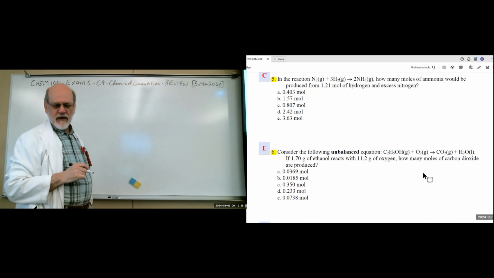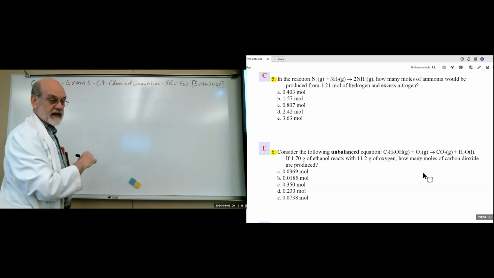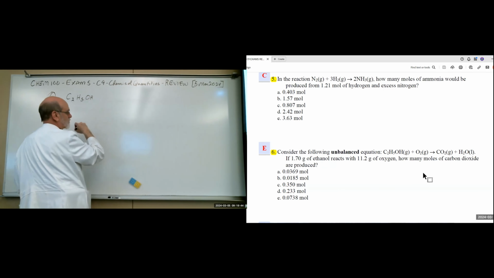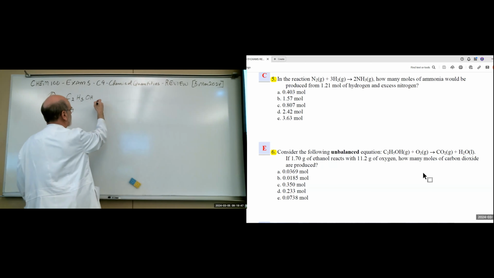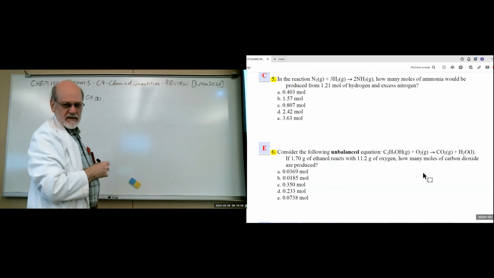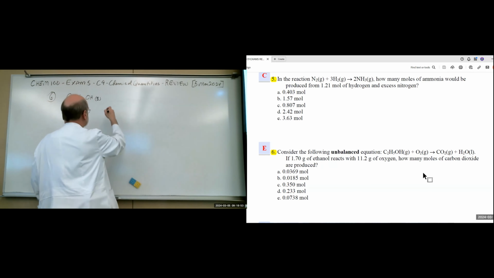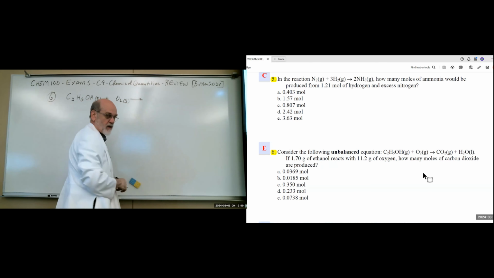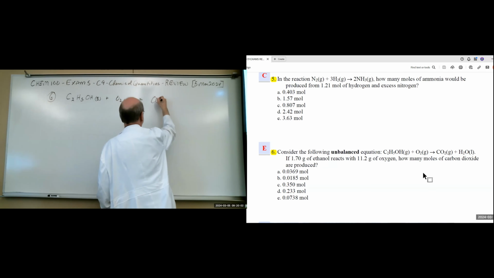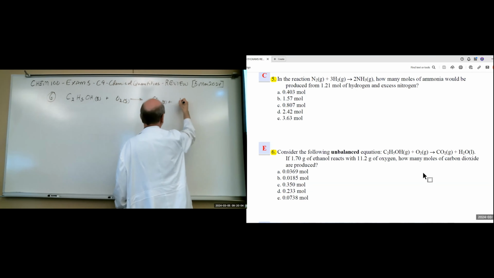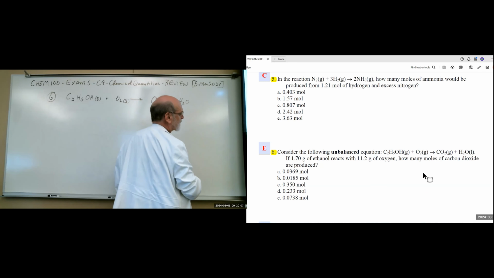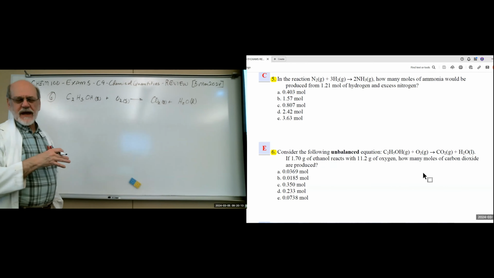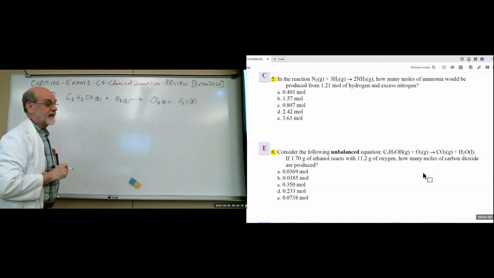Let's see, we've got C2H5OH, which is ethanol, the drinking kind. And it's a gas, plus O2. Leave a little room for the coefficient. Should make carbon dioxide and water. We're making that a liquid. Okay. So for this type of problem, I think the budget would be a good idea.